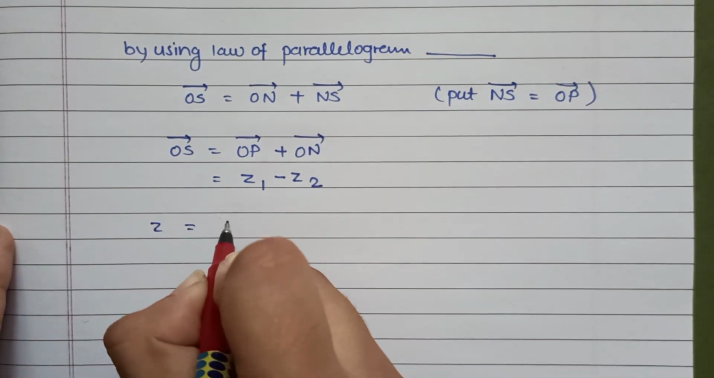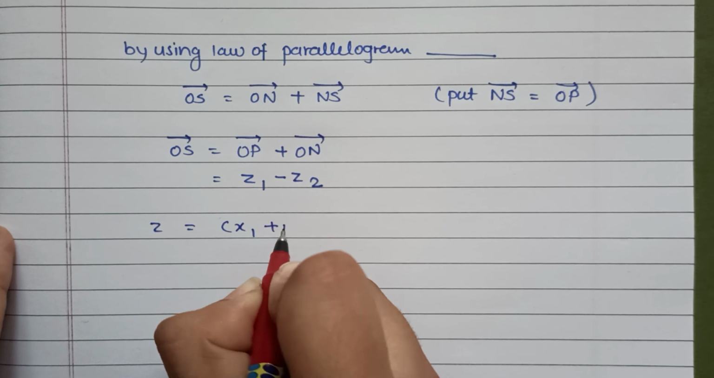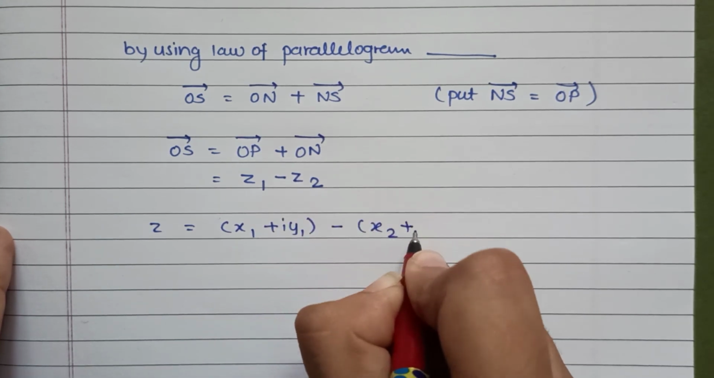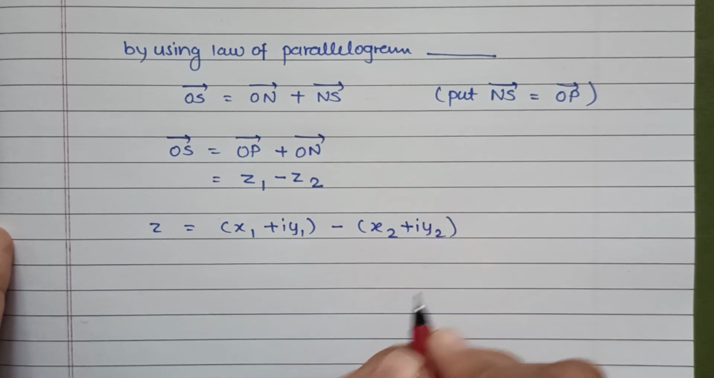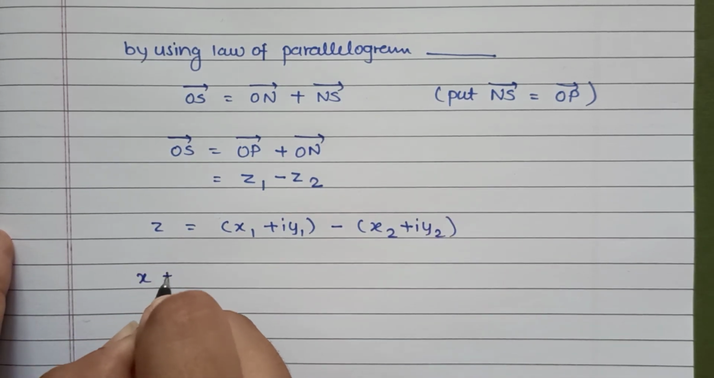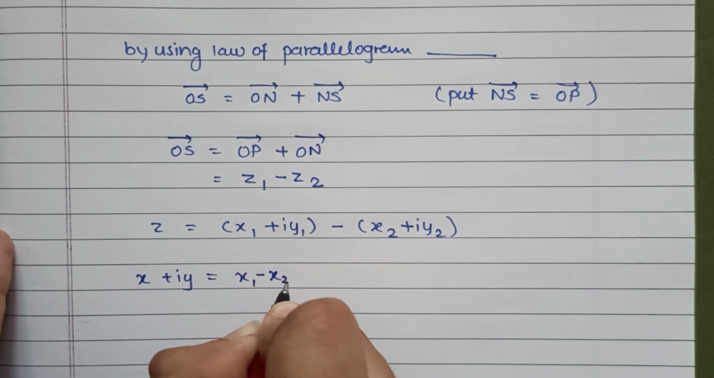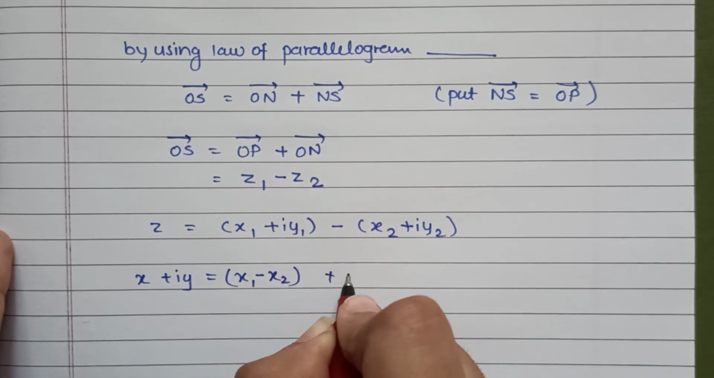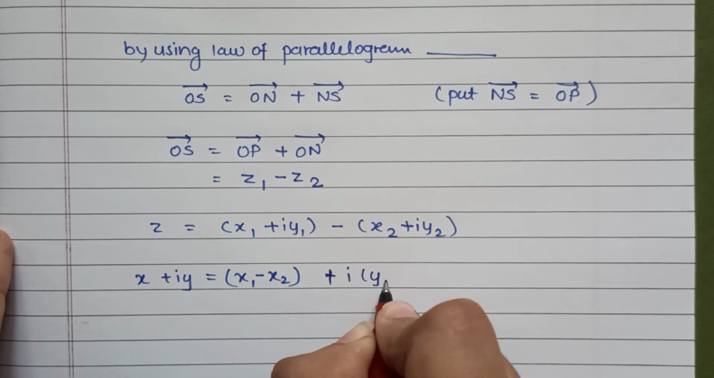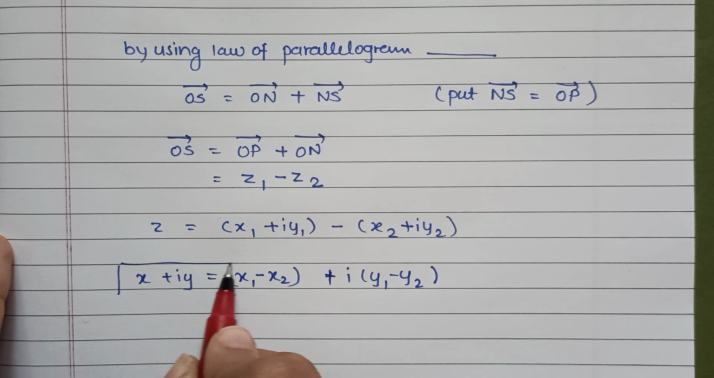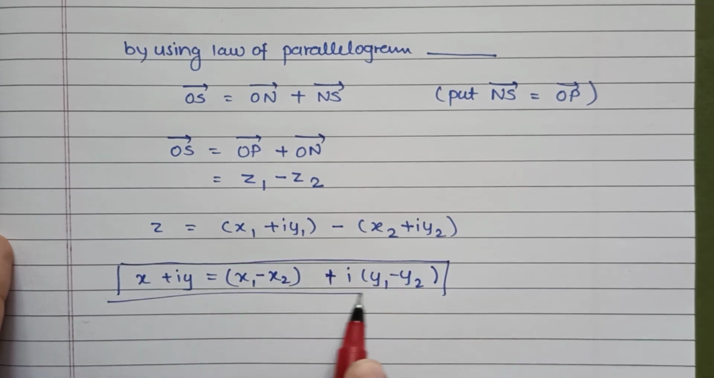That is Z is equal to x1 plus iy1 minus x2 plus iy2, that is equal to x plus iy is equal to x1 minus x2 plus i times y1 minus y2. The subtraction of real part and subtraction of imaginary part.